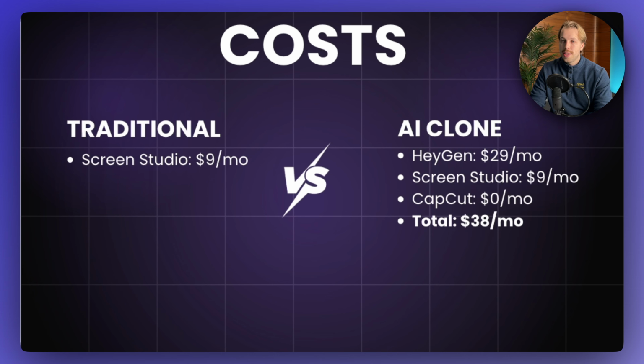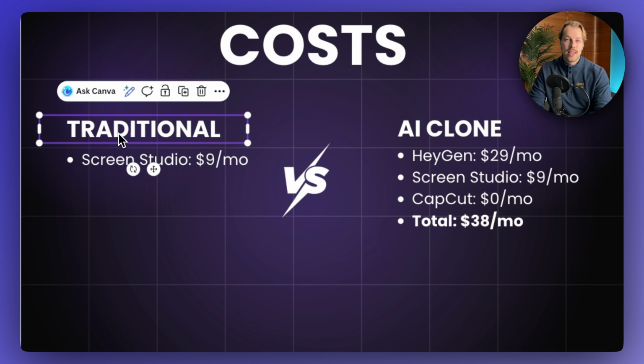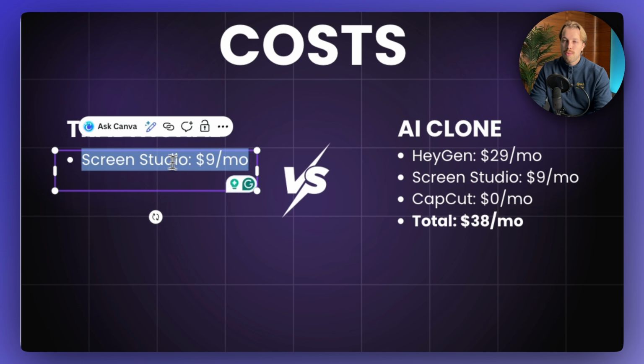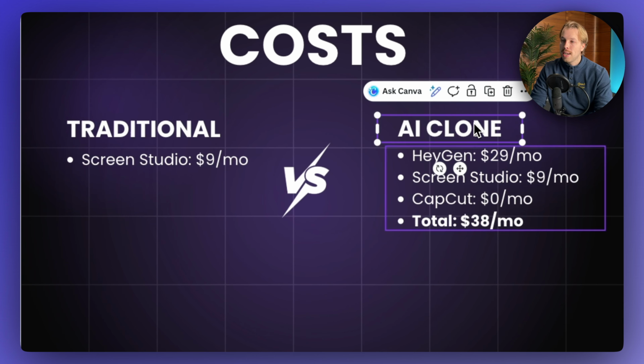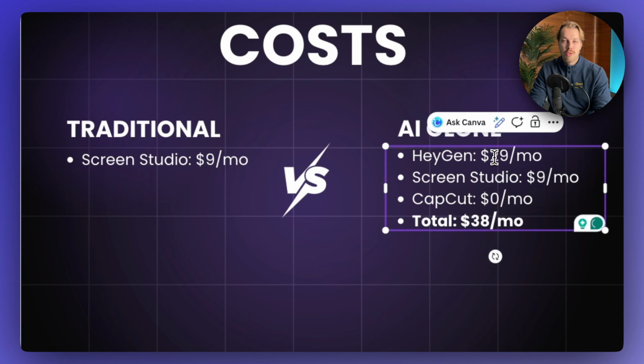Then let's jump into the costs. So in the traditional way, which is the way I still film my screen recording tutorials, you just need the Screen Studio software, which is $9 per month if you run the annual subscription. I think it is $29 on a monthly plan. But then if you do the AI clone, you also have to have Heygen, which is $29 per month. And then on top of that, you also need the Screen Studio for all these smoother edits and transitions and zoom ins. And then you can use CapCut for free.